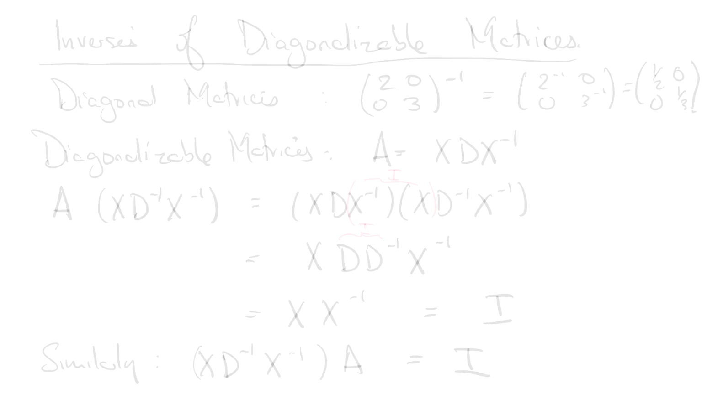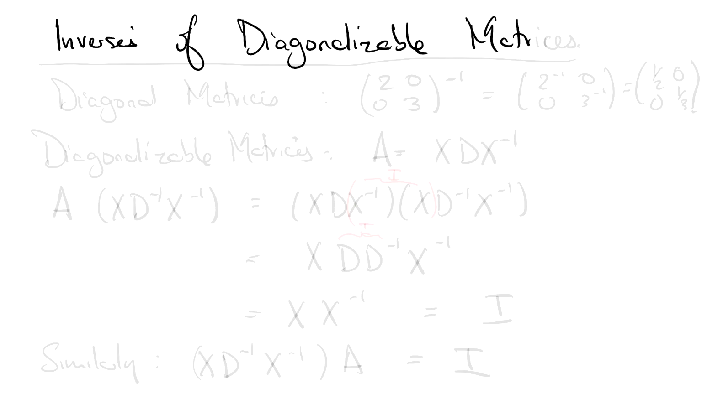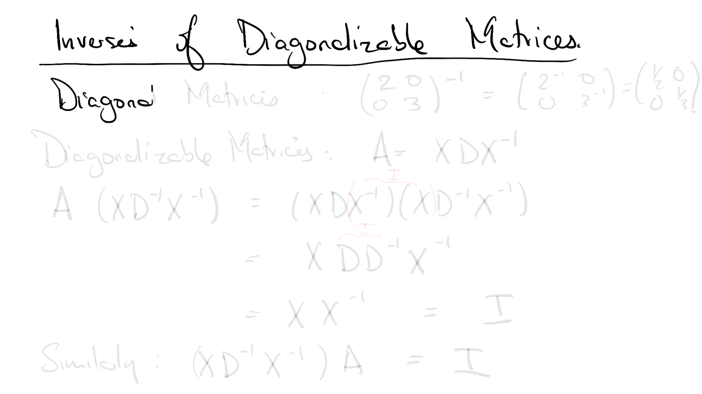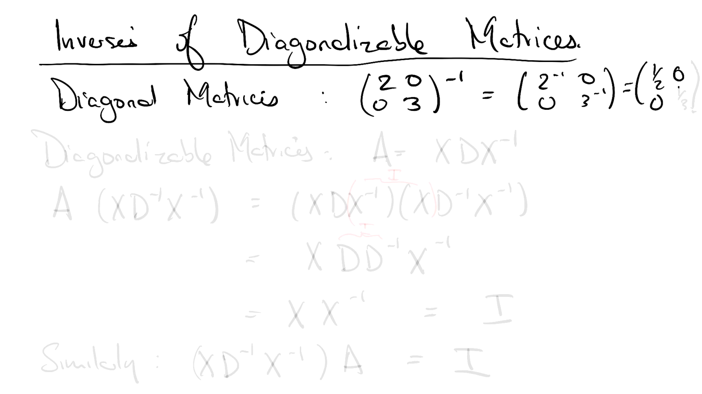Another thing that we've highlighted about diagonal matrices is that their inverses are easy to find. Let's talk about inverses of diagonalizable matrices. So remember, for your diagonal matrices, say we've got [2, 0; 0, 3] as usual, and I want to find the inverse of that. It's going to be [2 inverse, 0; 0, 3 inverse], which is [1/2, 0; 0, 1/3]. Let's talk about what this means for diagonalizable matrices.